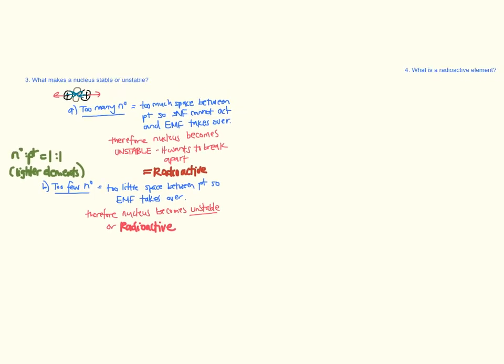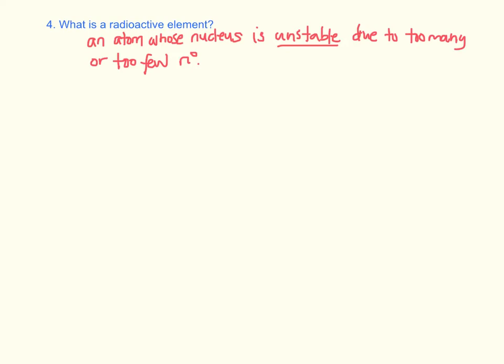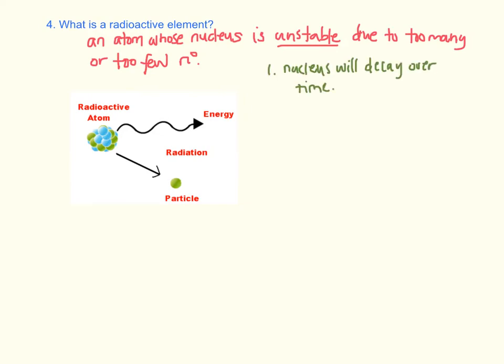Okay, so that brings us to our last question, which is what is a radioactive element, which I just covered. A radioactive element is an atom whose nucleus is unstable because it either has too many or too few neutrons. So when you have a radioactive nucleus or a radioactive atom, its nucleus is going to want to break apart over time. This is called radioactive decay.